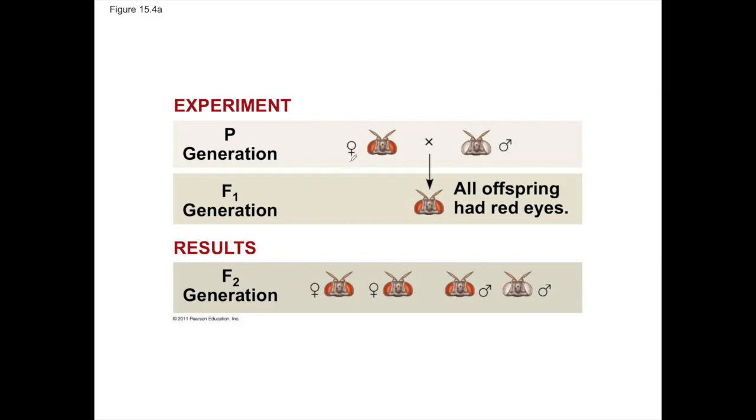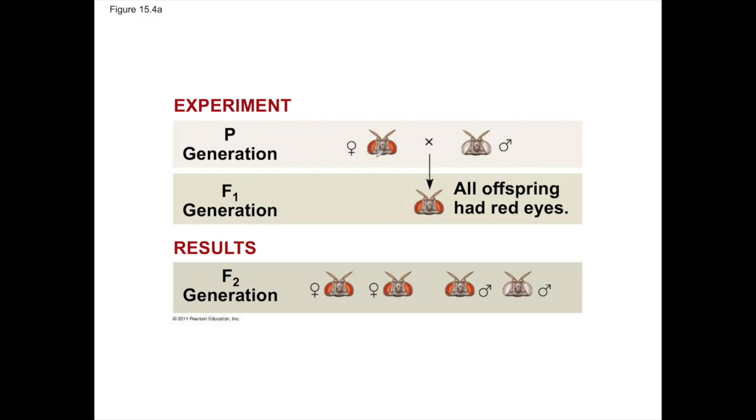In this experiment, he started out with female fruit flies that had red eyes, and he mated them to male fruit flies that had white eyes. All right, so this red eye is the dominant phenotype. So let's say we use the capital letter R for the red eyes, just like we use capital P for the purple color in Mendel's experiments.